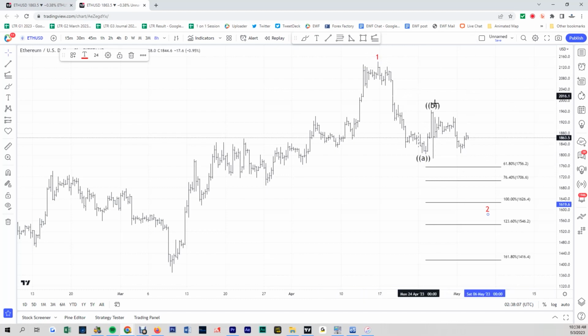Okay, so again, if we continue to go down, because we do have what looks to be an incomplete lower low, then we can go all the way down to as low as 1626 approximately before we find buyers. Now it doesn't need to go all the way down, sometimes it can truncate like I said, so if it does, then look for around 1706, 1756 to find some sort of support.